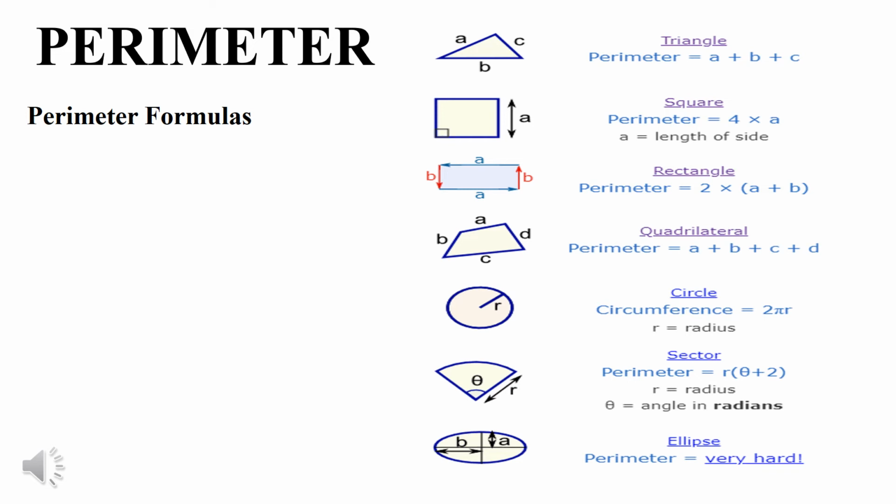R equals radius. Sector, perimeter equals R times (theta plus 2), where R is the radius and theta is the angle in radians. Ellipse, perimeter is very hard.